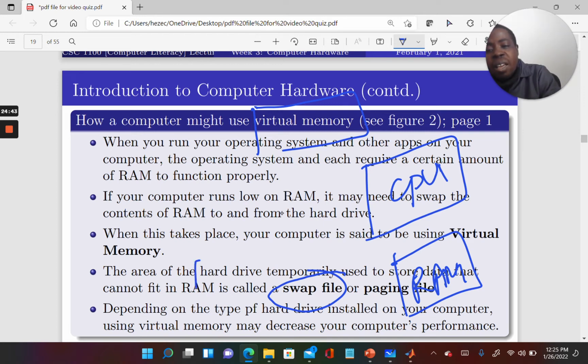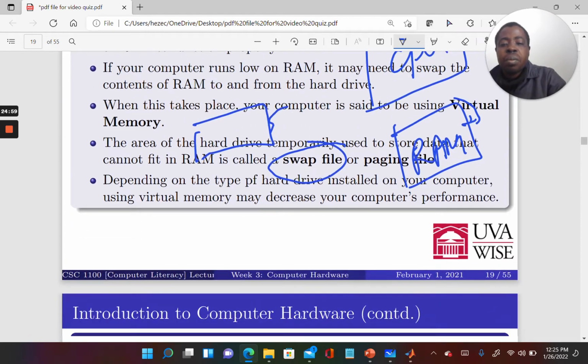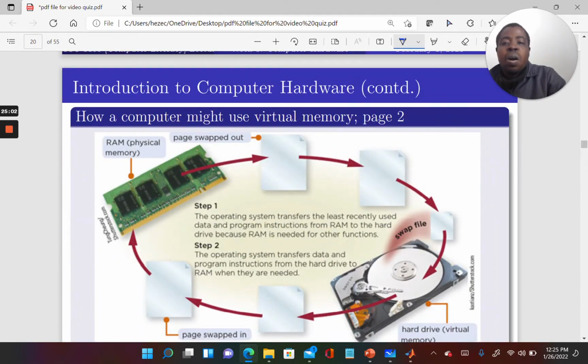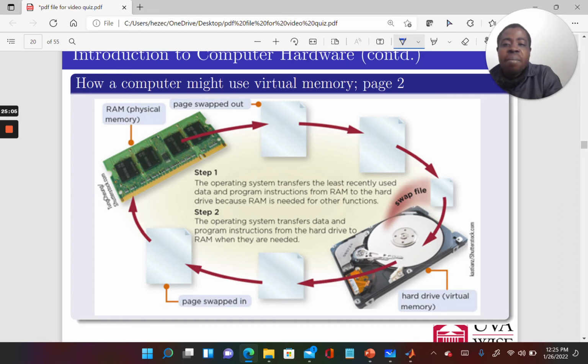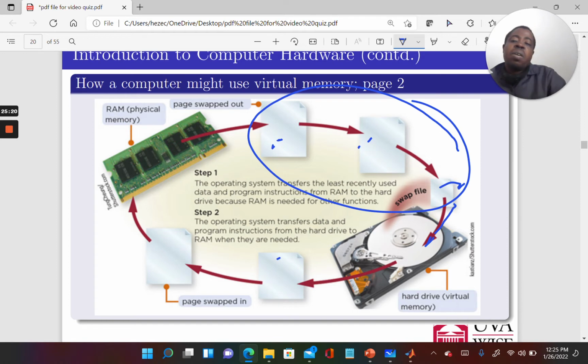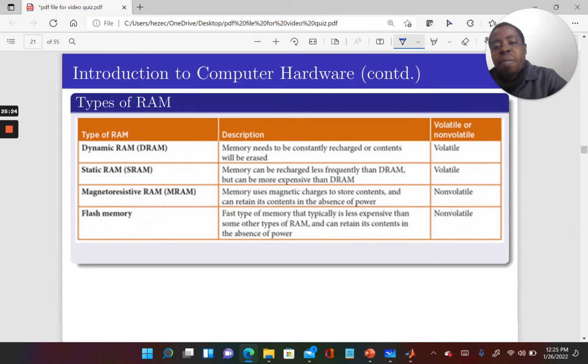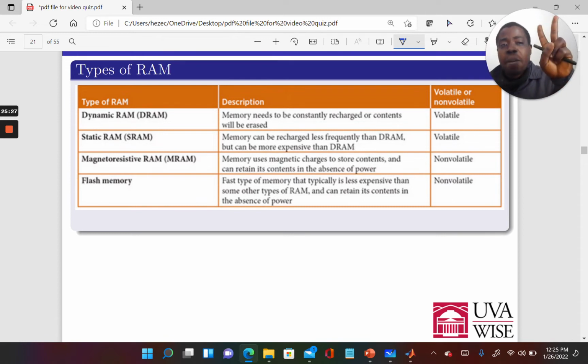Okay, so there is an area in your hard drive. When you run out of RAM, remember RAM is the main memory and it's volatile. When you run out of RAM, some of the data are moved into the hard drive in a place called a swap file or paging file. Okay, see now this is your RAM. You are running out of RAM. Data is moved to this place and then to your what? Hard drive. So this place is now what is called virtual memory. Virtual memory.